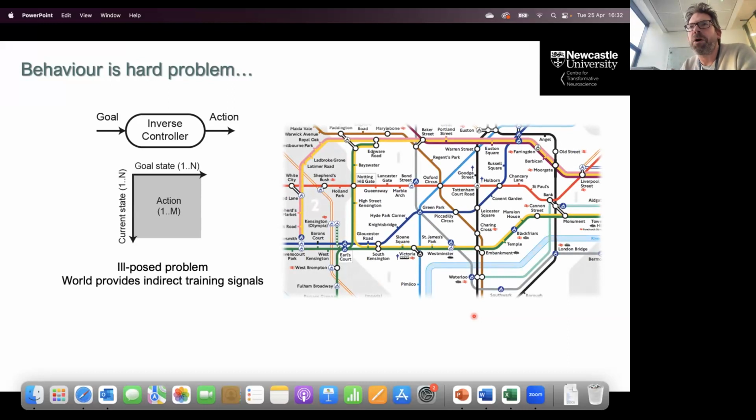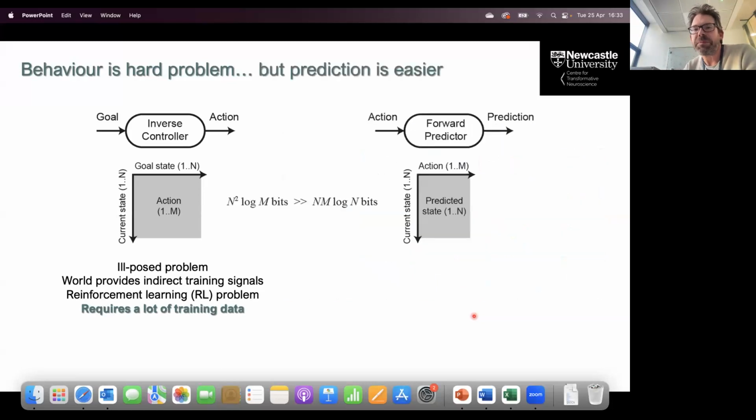It's also a problem because the world provides indirect training signals. The world just tells you whether you got to your goal or not. It doesn't tell you whether there was a better way of getting to your goal, or it doesn't tell you what you should have done if you didn't get to your goal. And so it's a reinforcement learning problem, and we have all sorts of powerful methods of solving reinforcement learning problems these days, but they require lots of training data. So they are generally very data hungry to solve these kinds of problems. Now, there's another kind of learning that we can do in a system, which is learning to predict the consequences of our actions, sort of forward models or forward predictive models.